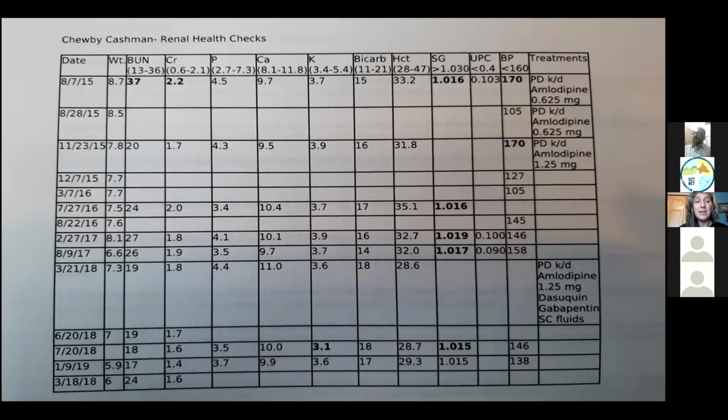He had remained in stage 2, non-proteinuric, pre-hypertensive with treatment, chronic kidney disease, and was well maintained for 3.5 years. So that is the end of my presentation. I would ask now what your questions are.